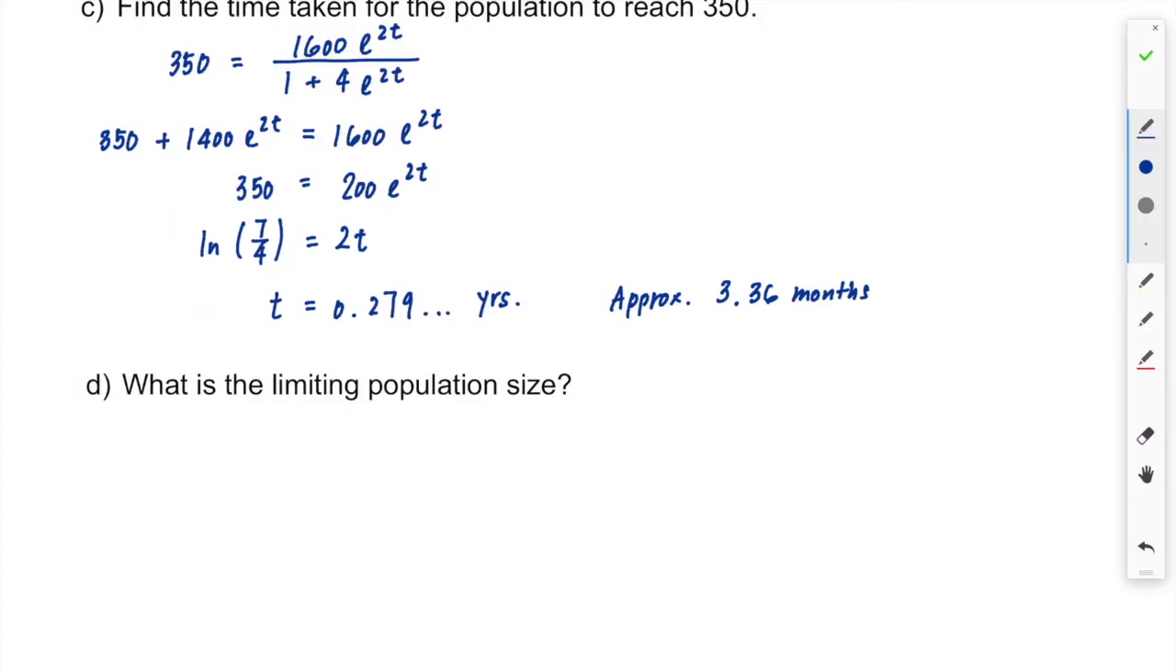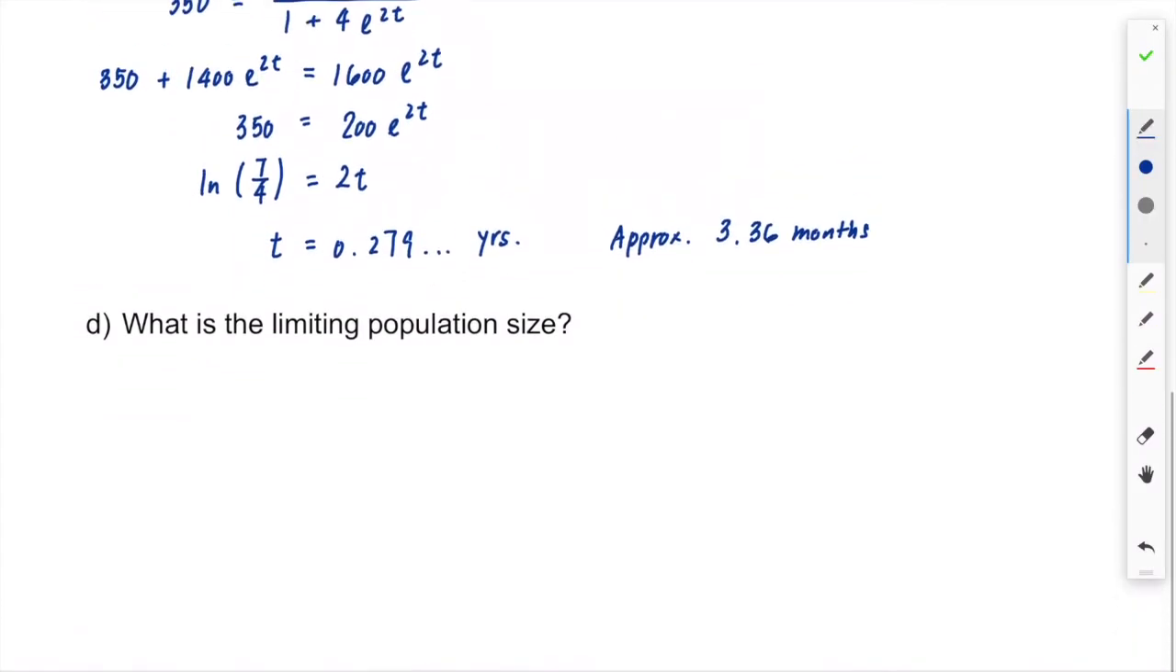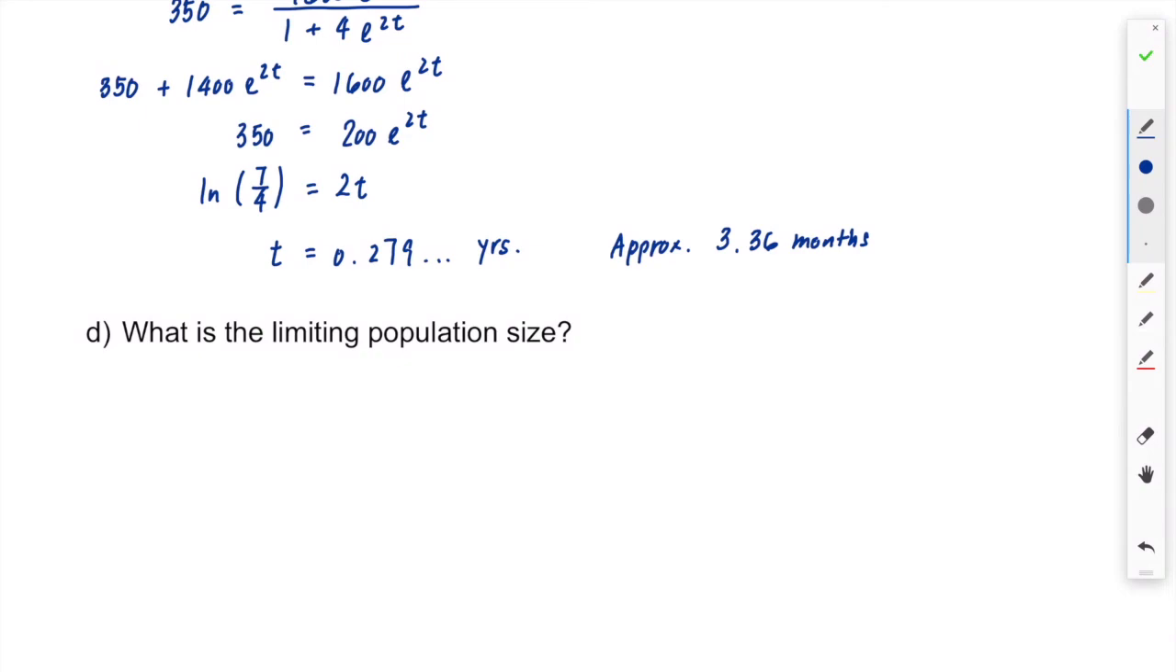So part D. What is the limiting population size? So here, when we talk about the limiting population size, we're really trying to extrapolate this model further right, when time gets close to infinity. So essentially, we're thinking about the limit as time approaches infinity of 1600 e to the 2t over 1 plus 4e to the 2t. So kind of like how you find a horizontal asymptote, if that exists. And we know this is a logistic growth, so we should have a limit.